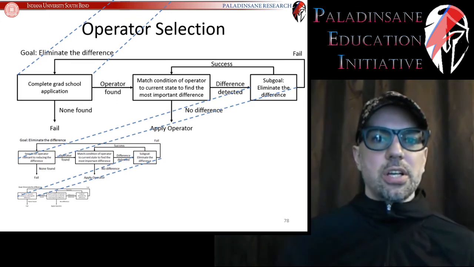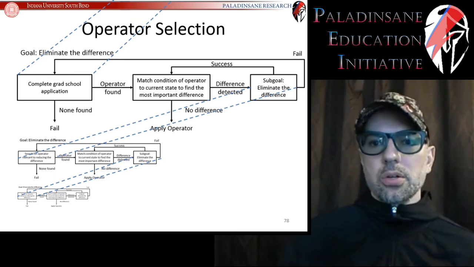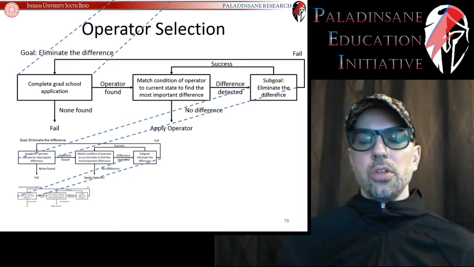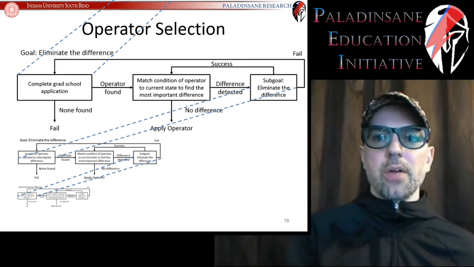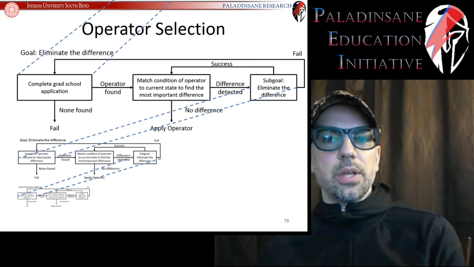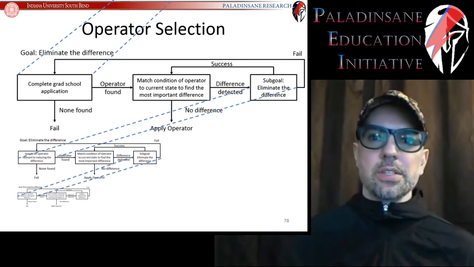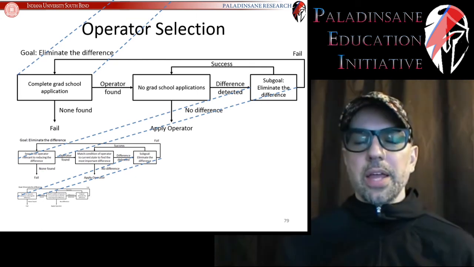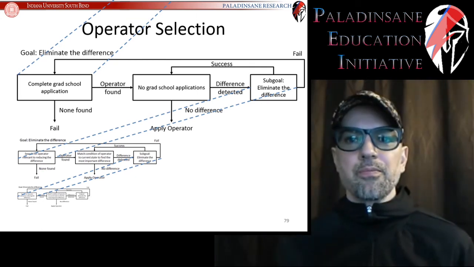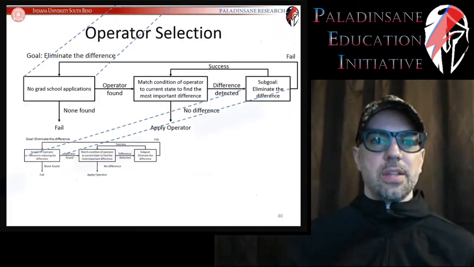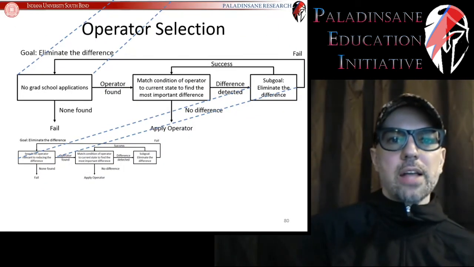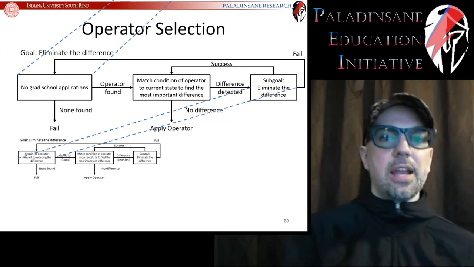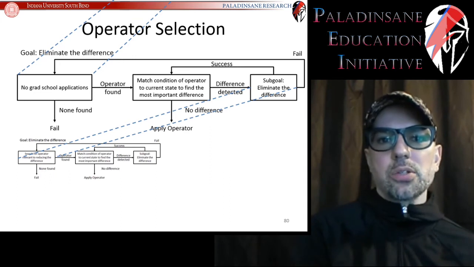So you're going to match your condition that you're in, need to complete a grad school application, and find the most important difference. So you haven't completed a grad school application, you need to complete a grad school application. The most important difference there is that you have no grad school applications. You need to find a grad school application. That becomes your new sub-goal. So now we go deeper into this and we have no grad school applications. And you ask yourself, can I apply an operator to that? Can I find that grad school application?